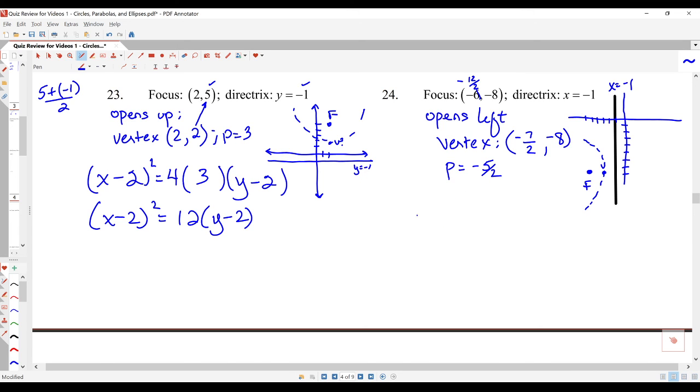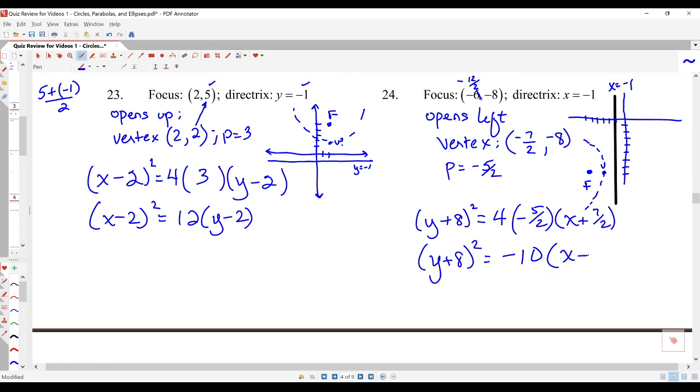And so now it opens left, so it's y minus the y coordinate of the vertex equals 4 times p times x minus the x coordinate of the vertex. Four times -5/2 is going to be negative. 4 divided by 2 is 2, times 5 is 10. And there we go.